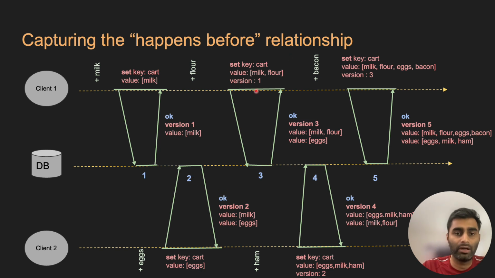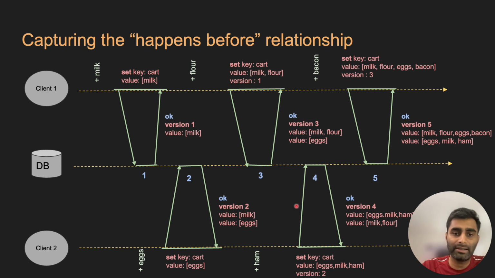Client 1 is not aware of client 2's write, so it wants to add a new item, which is flour, to the cart. It thinks that the current cart contents should be milk and flour. So it sends this value to the server along with the version number 1, which client 1 previously received. In this case the server will merge the values that it already has, and it will return a new version number, which is 3, to client 1.